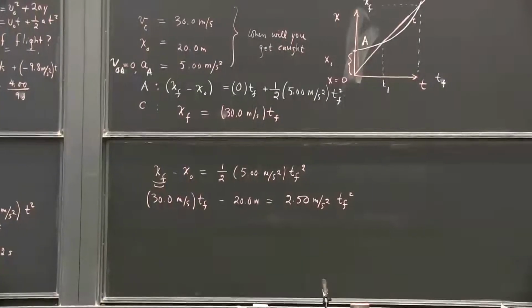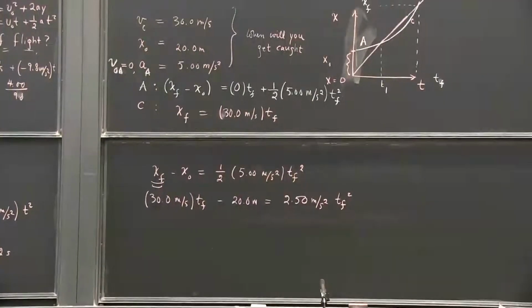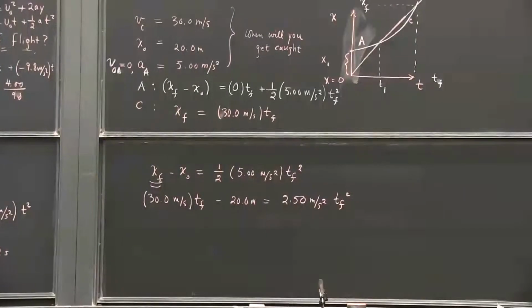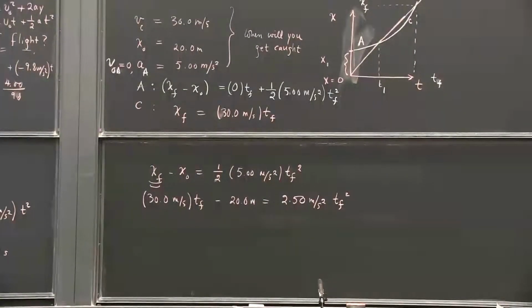Yes. x0 is how far the cop was ahead, how far the cop was ahead when he saw the car.